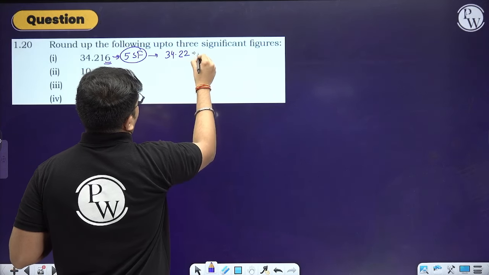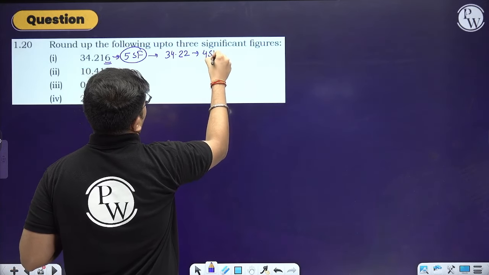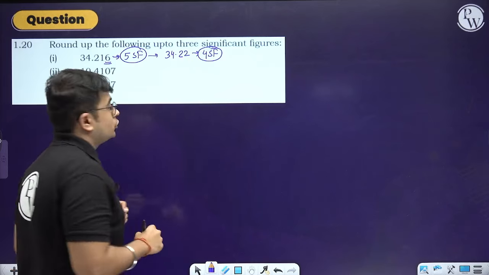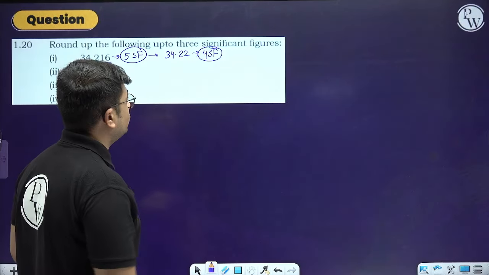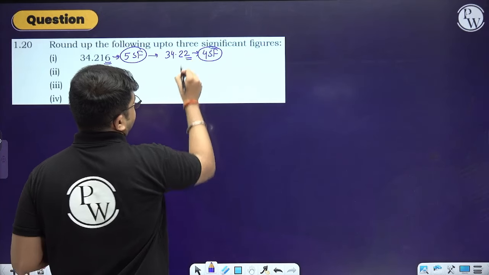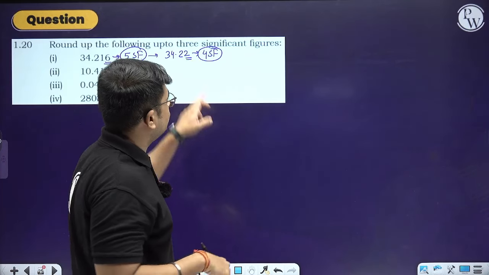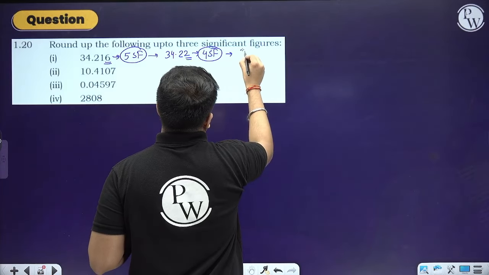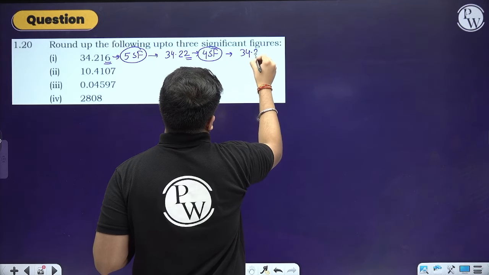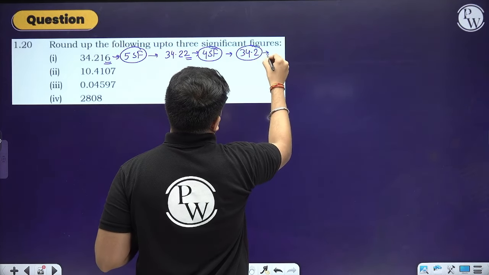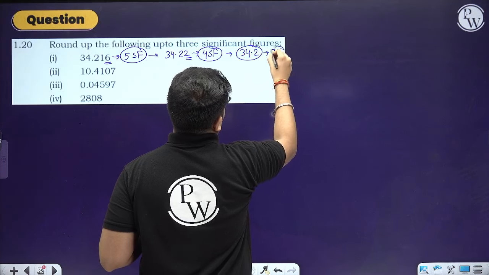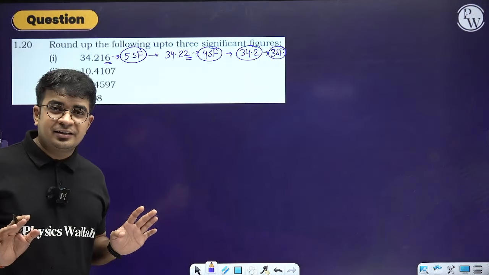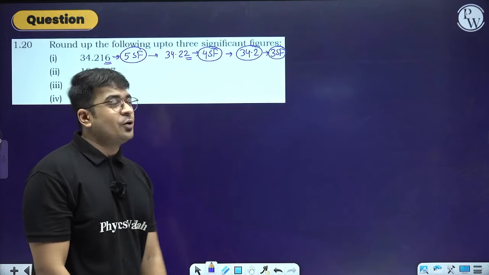So it will become 34.22. Now in this case, we have 4 significant figures. I need to make sure that I am converting the entire part into 3. So this number is less than 5. So there is no need to add 1 in the preceding number. So I can say the final answer will be 34.2 only. And in this case, we have 3 significant figures. I hope this part is clear. This is the basic idea about the rounding off.